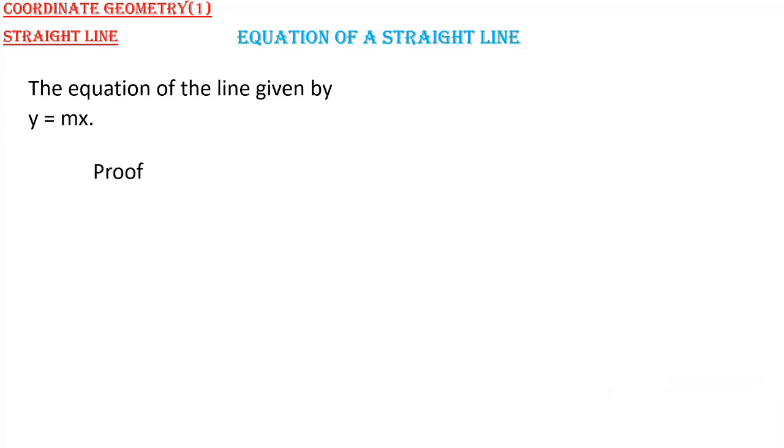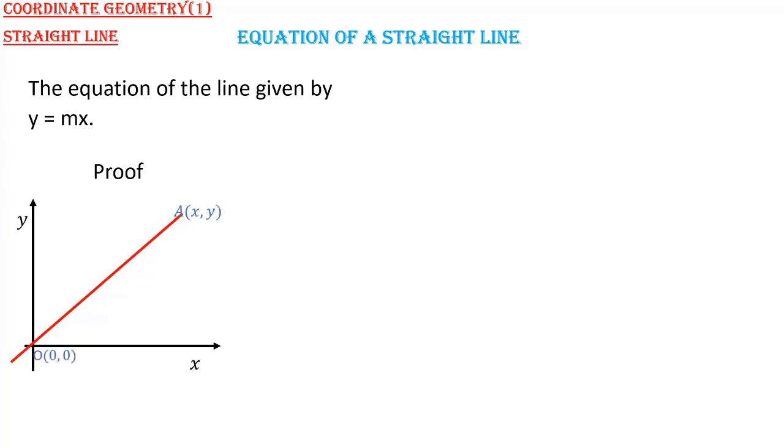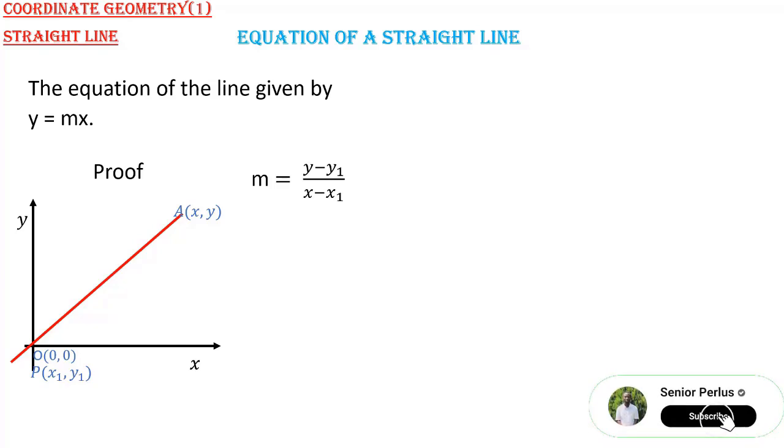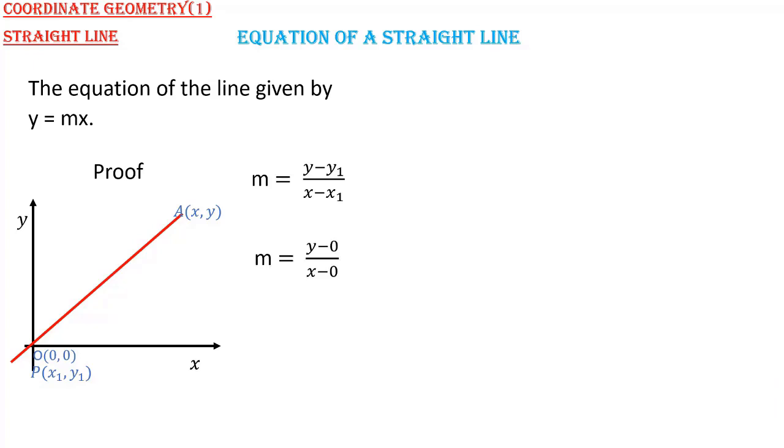Let's prove it. Here, one of our points will start from the origin, that's (0, 0). So let's draw our line, our y-axis and x-axis. That's our point, that's our x and y. We know our gradient is y minus y1 out of x minus x1. And our point here starts from the origin, so our gradient will be y out of x.